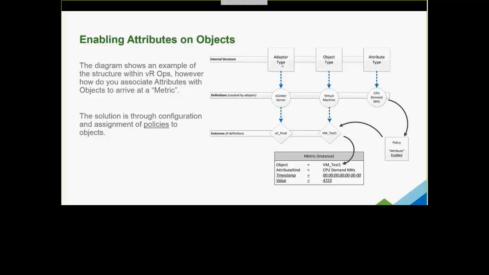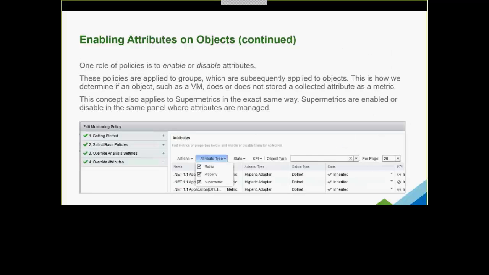So that's the metric for that particular attribute. The attribute is CPU demand megahertz, while the metric exactly is what I'm fetching for that particular object, which is VM_test. And that metric would have a value which is defined in the database, right? Now, in order to enable or disable a particular metric or a supermetric, I would have to do that through policies.